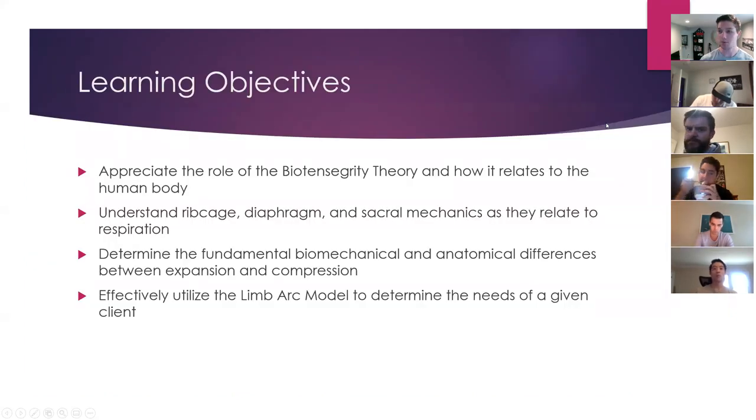Today we're going to appreciate the role of the biotensegrity theory and how it relates to the human body. We're going to appreciate how this feeds into rib cage, diaphragm, and sacral mechanics, and then determine the fundamental anatomical differences between expansion and compression. These words we hear on Instagram all the time, right? We actually want to define those and understand them. And then effectively utilize the limb-arc model to determine the needs of a given client. This is going to serve as our framework for the upcoming 12 weeks.